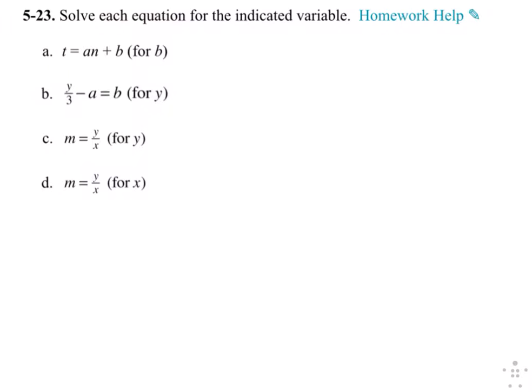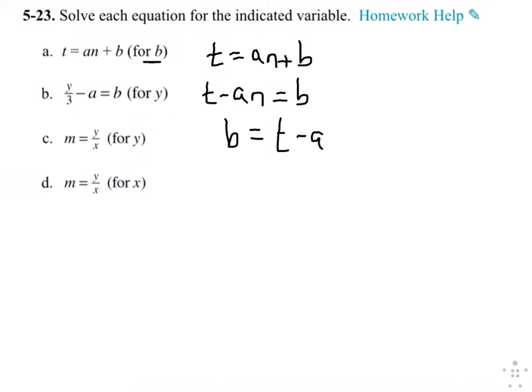Okay, for 23, we want to solve for the variable. So we want to solve for b for part A. So I have t equals a n plus b, and I subtract a n from both sides. So I get t minus a n equals b, and when we're solving, we write what we're solving for on the left-hand side. So b equals t minus a n, right?